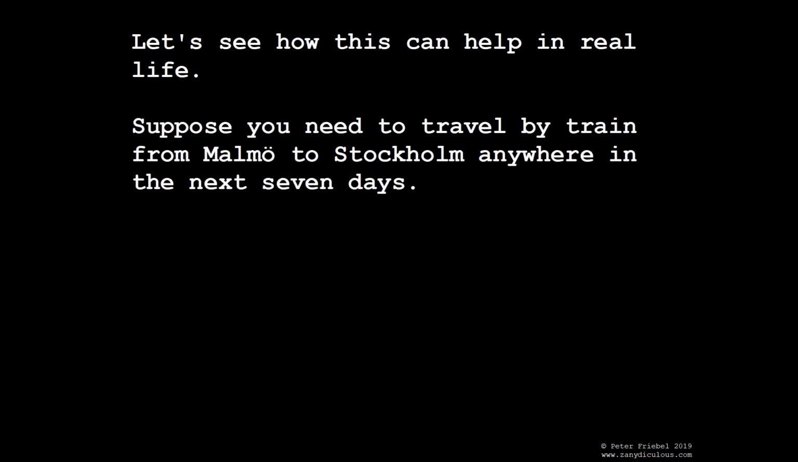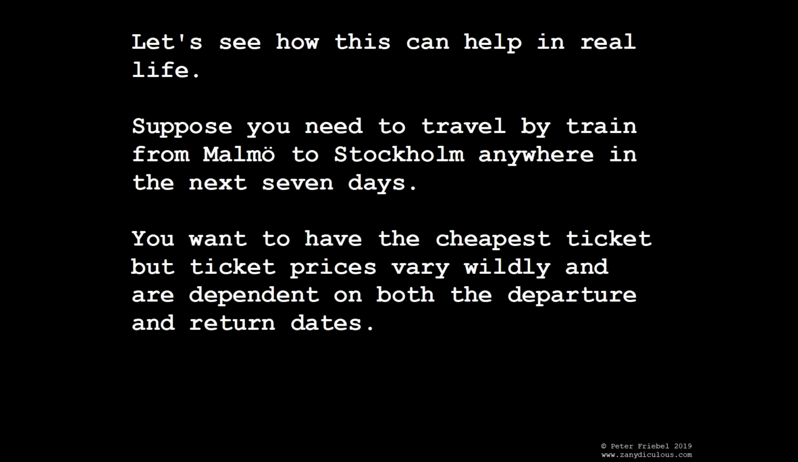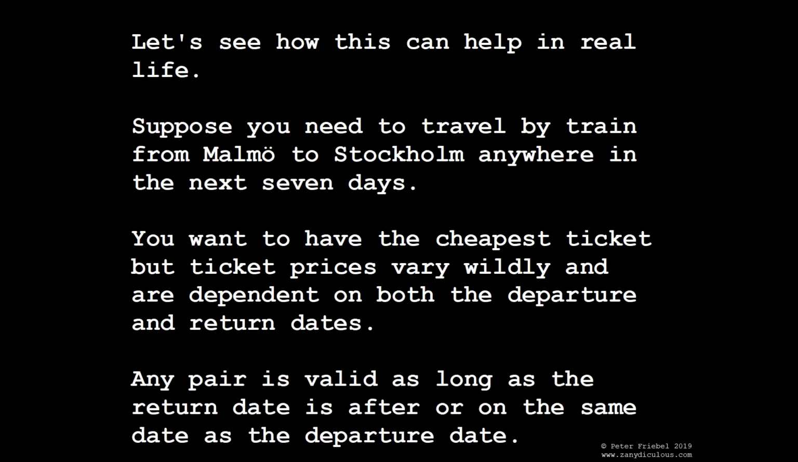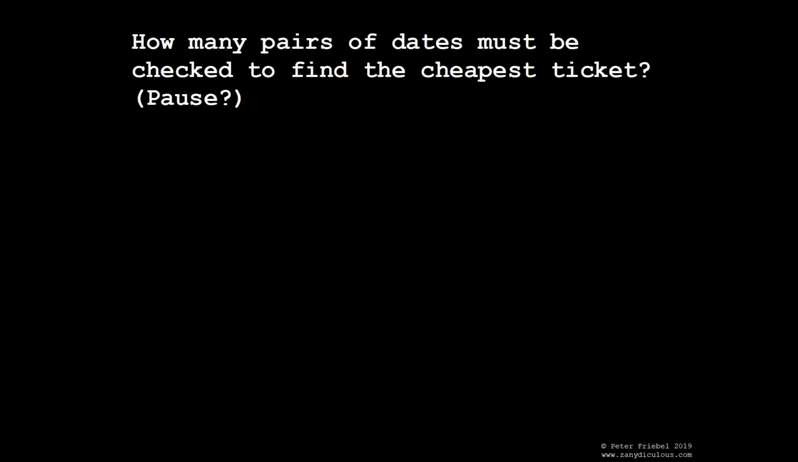Now let's see how this can help in real life. Suppose you need to travel by train from Malmö to Stockholm anywhere in the next 7 days. Hey, I am living in Sweden, so that's the example I came up with. You want to have the cheapest ticket, but ticket prices vary wildly and are dependent on both the departure and the return dates. Any pair is valid as long as the return date is after or on the same date as the departure date.